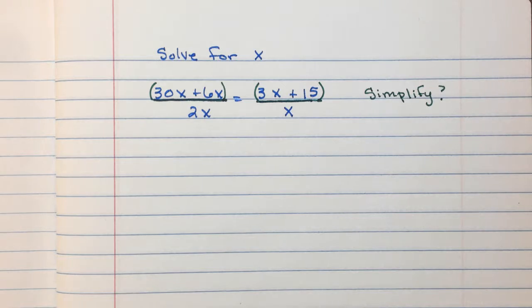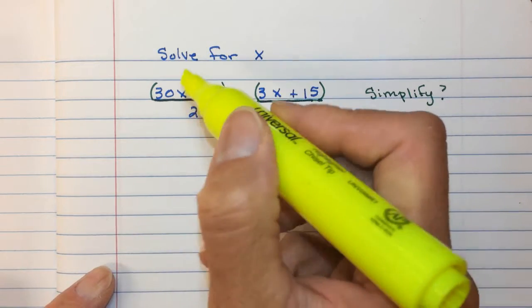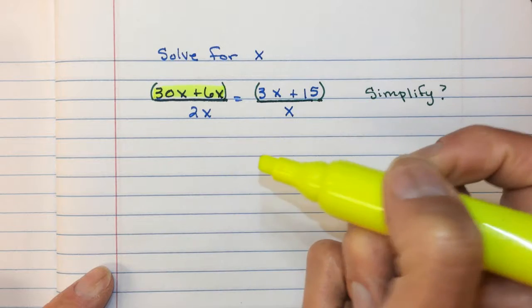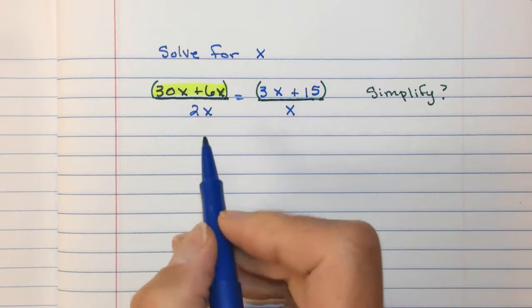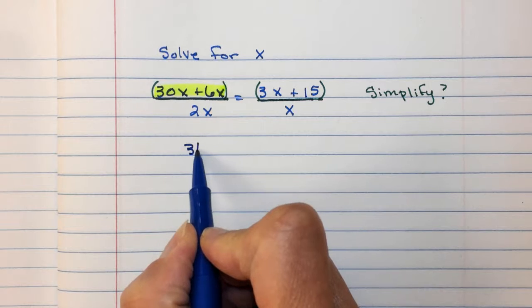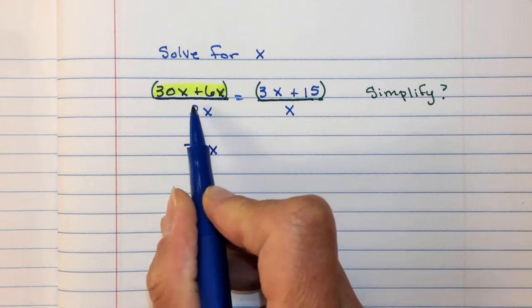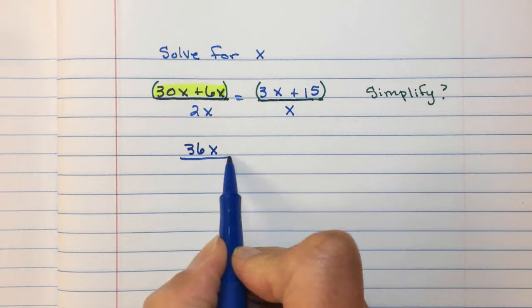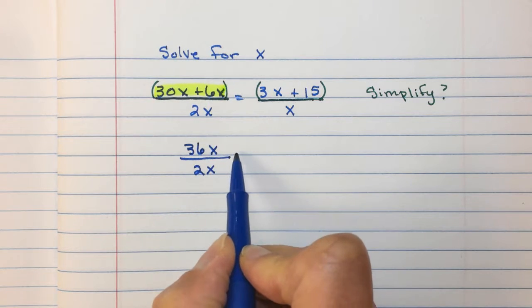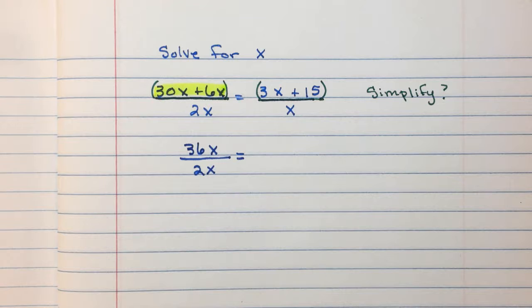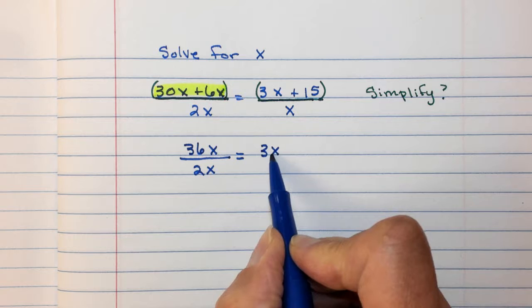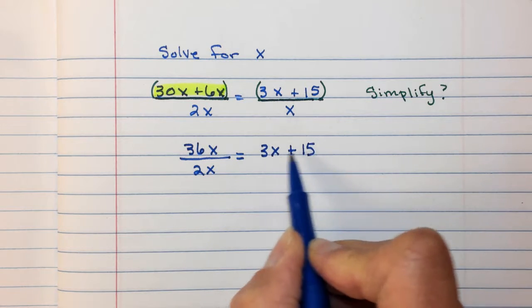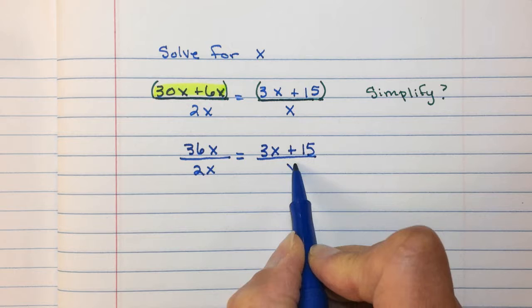And the first thing I want to say to you is yes, I can simplify this part right here because they're similar terms, they're like terms. 30x plus 6x. So I'm going to simplify that first. And that gives me 36x, and that was my numerator, divided by 2x. And then I look over here, is there anything I can simplify here in that parentheses? And the answer is no, because I have 3x here and simply a 15. I can't combine them. They're not like terms.